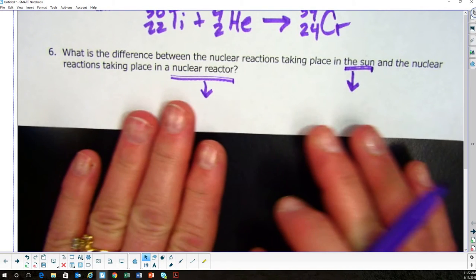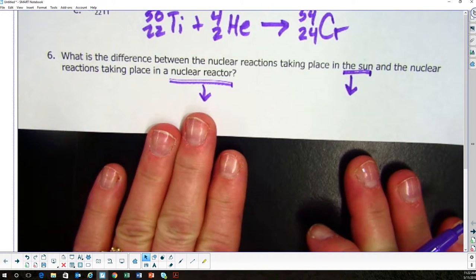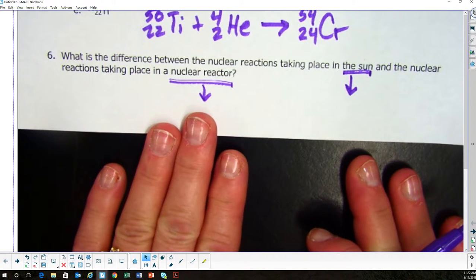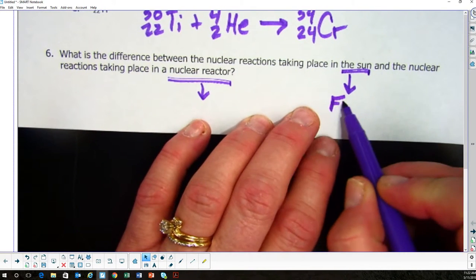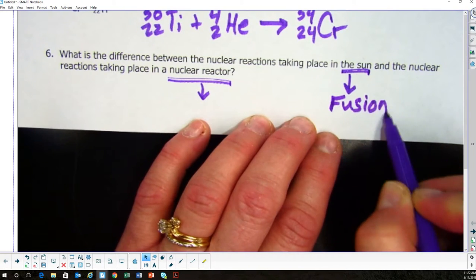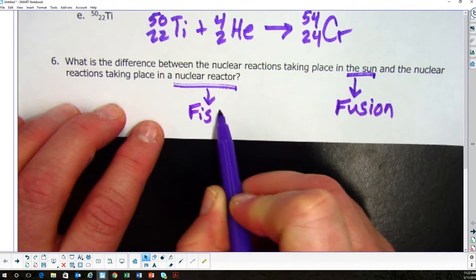Fission is what? The nuclear reactor or the sun? Fusion is when you combine them and make the helium and you go up the periodic table, right? The sun does. This is fusion. So the other has to be fission.